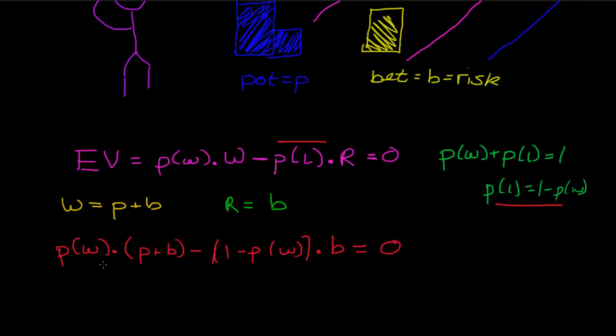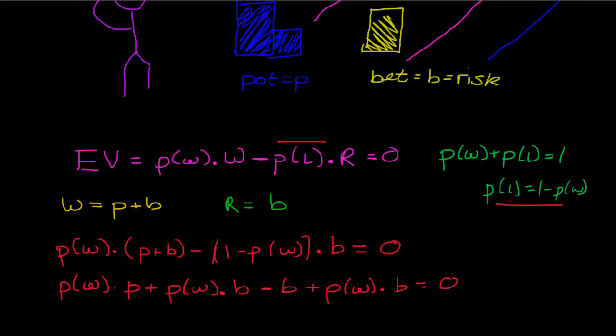So expanding out the left one, we get probability of winning times the pot plus the probability of winning times the bet. Then expanding out this bracket, it's going to be minus B plus probability of winning times the bet. So that equals 0.